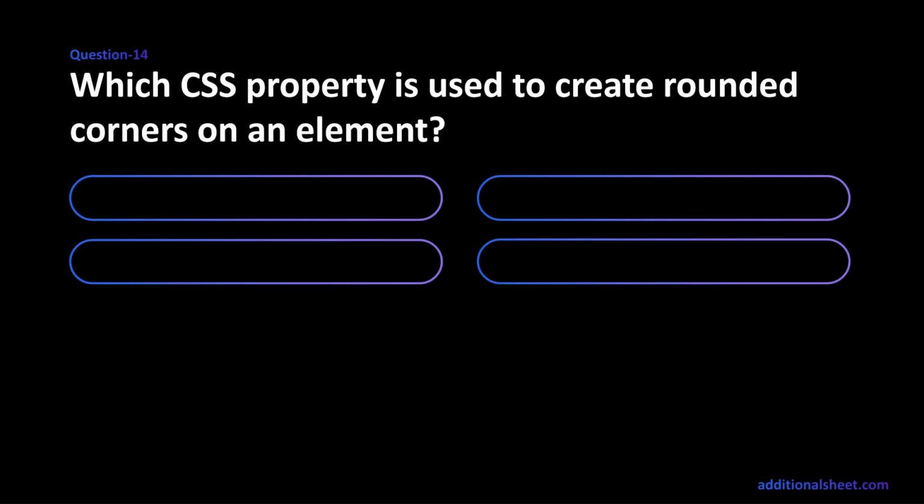Q14. Which CSS property is used to create rounded corners on an element? Options are A. Border radius. B. Corner radius. C. Round corner. D. Border style.